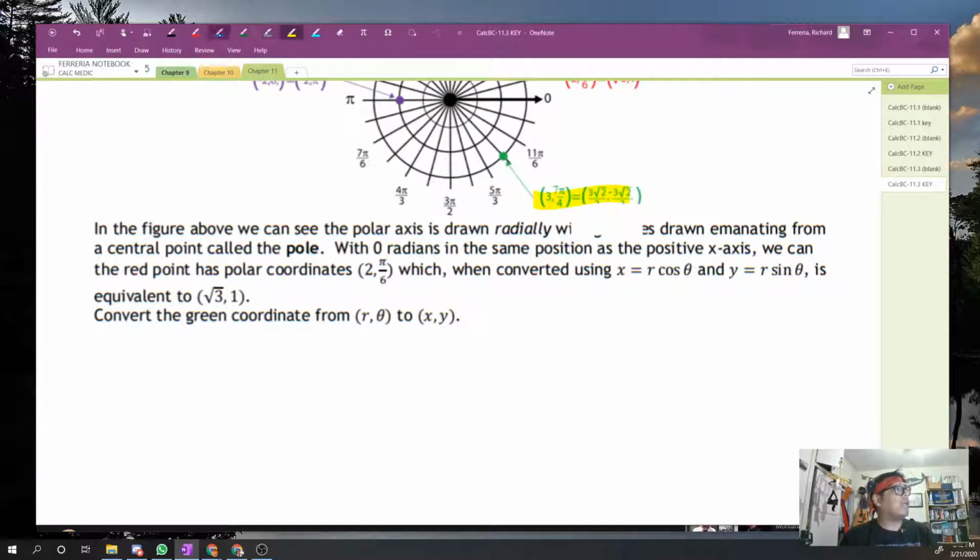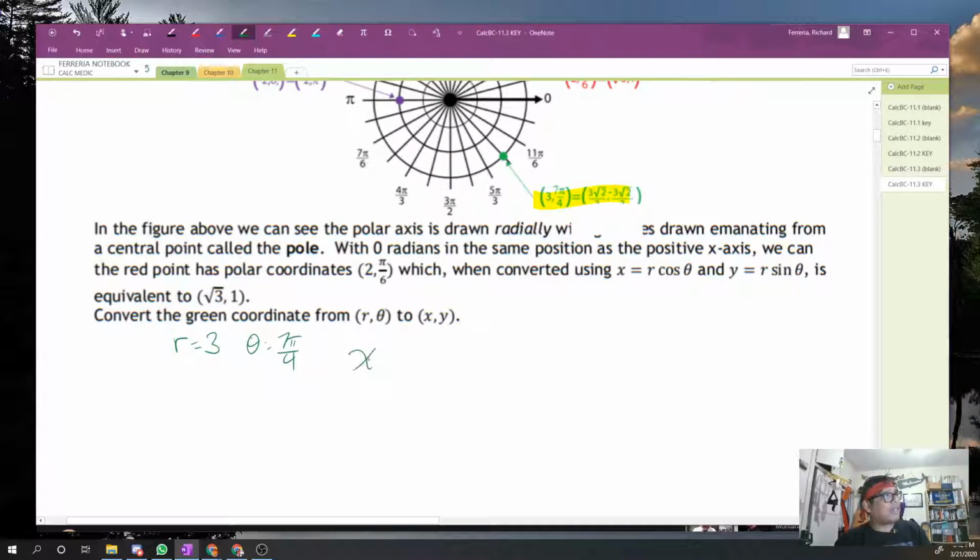We know that, let's use green since we're talking about the green coordinate, we know that r is equal to 3. I can see what that white rectangle was now. Ooh, I'm going to have to change a few things, right? r is equal to 3, and theta equals 7 pi over 4.